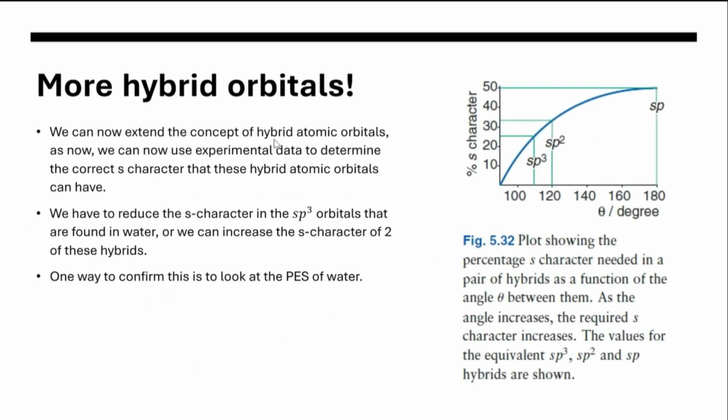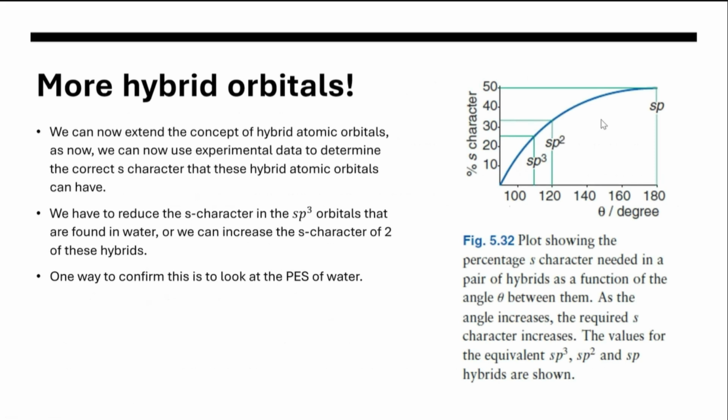Now we're going to go on to even more hybrid orbitals. So we can extend the concept of hybrid atomic orbitals now, and we can use experimental data to determine the correct s character that these hybrid atomic orbitals can have. Now, sp3 orbitals take in one s orbital and three p orbitals, meaning that they have 25% s character. As for sp2, they have 33% s character, and for sp they have 50% s character. And we can use this kind of curve to figure out the percentage of s character that's needed.